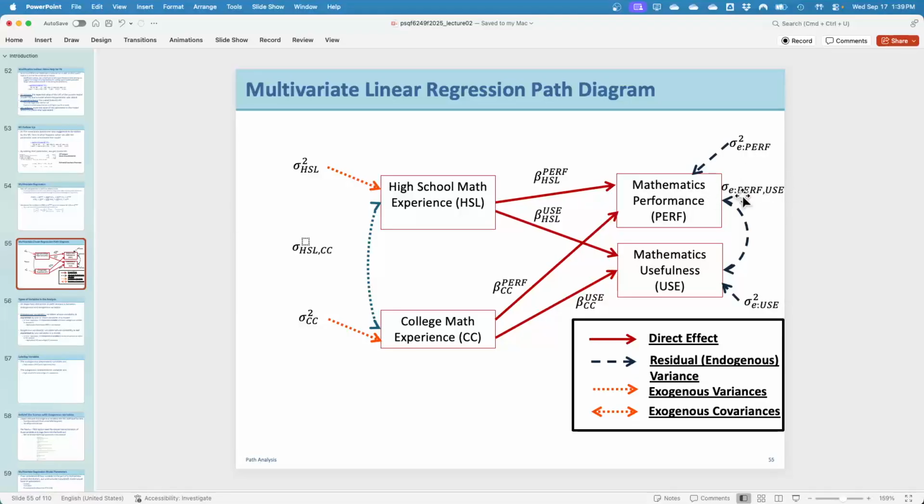Then we have our predictors, high school math experience, college math experience. Each one of the red lines is there to show the regression slope, right, for all four. And now this is where I put different colors in.